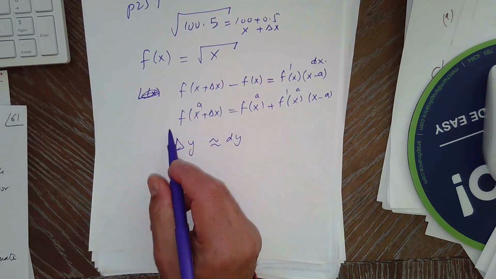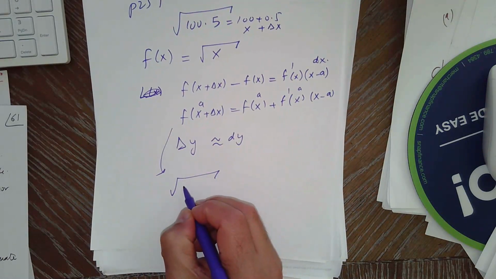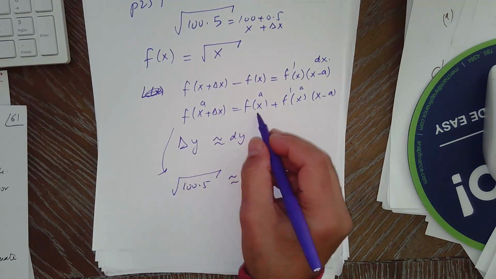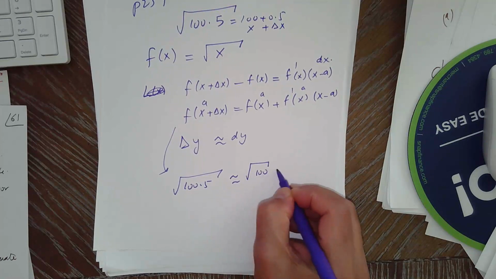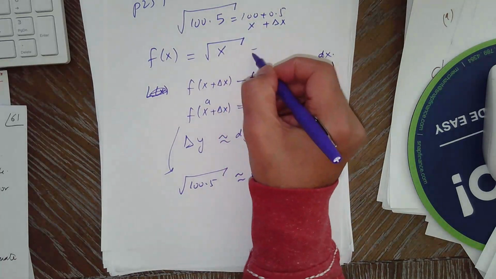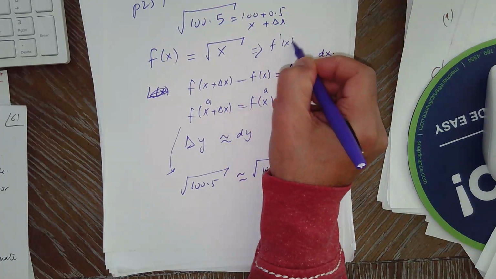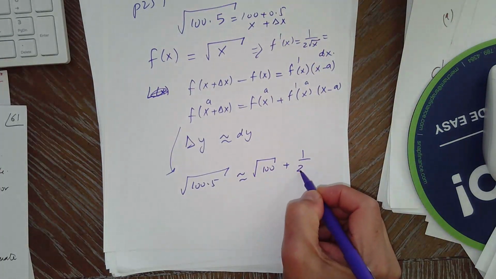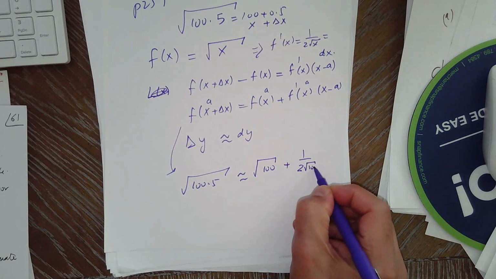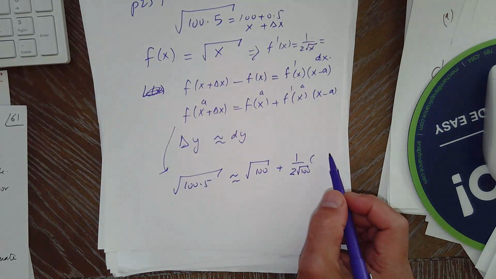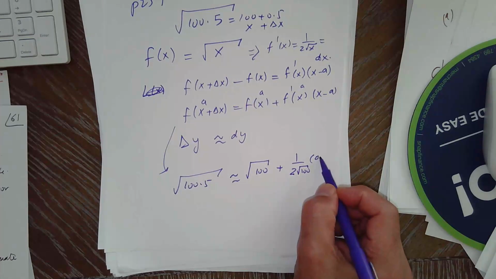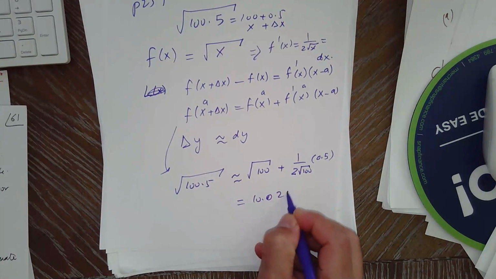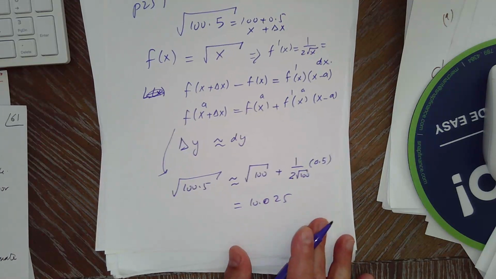That's what we're using. So square root of 100.5 is roughly f of 100, square root of 100, plus the derivative of square root, f prime of x is 1 over 2 root x, which at that point is 1 over 2 root 100, because x is 100, and dx, which is delta x, which is 0.5. That gives 10.025. Then you can check your work with the calculator.